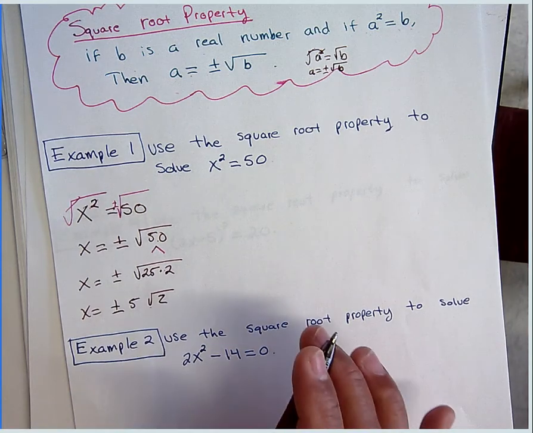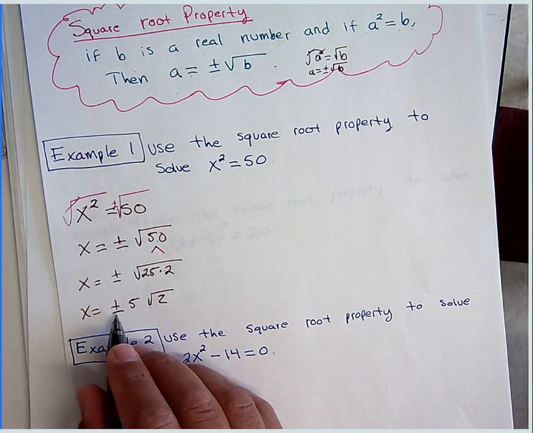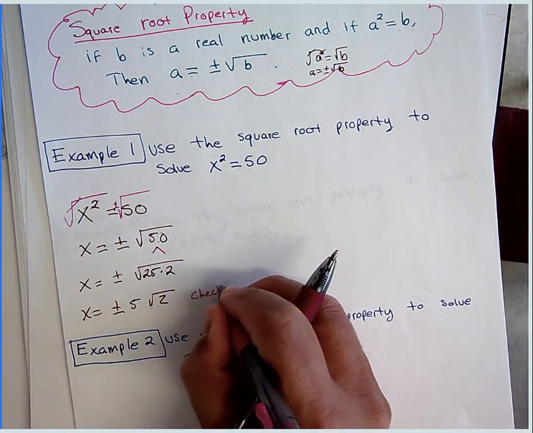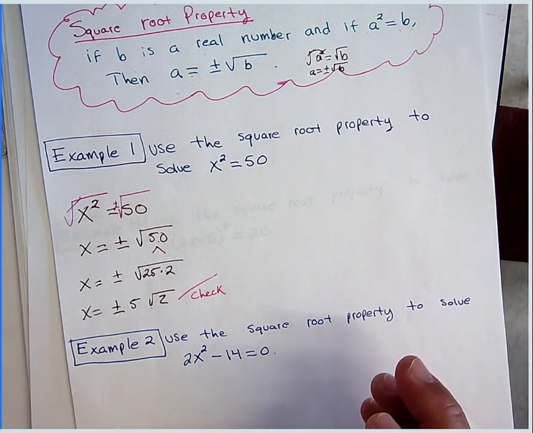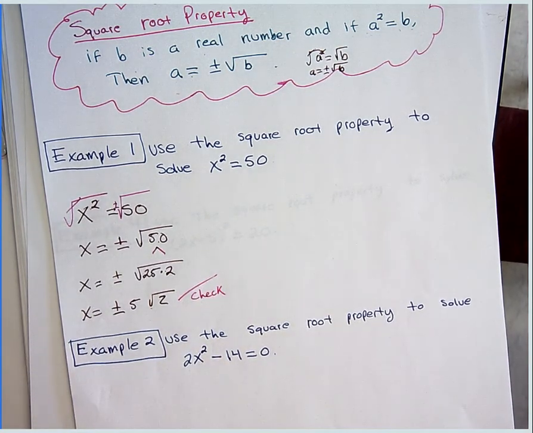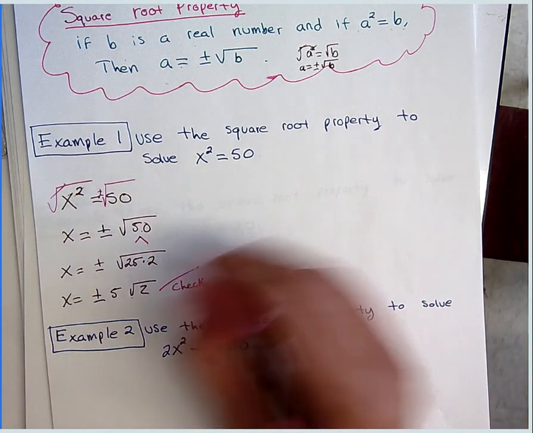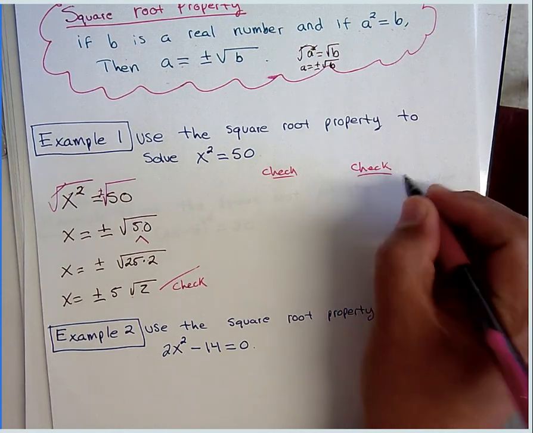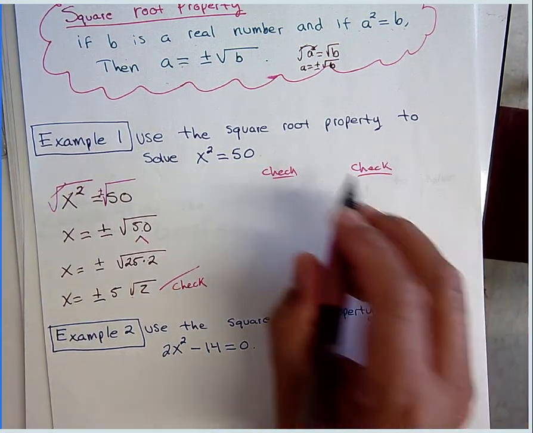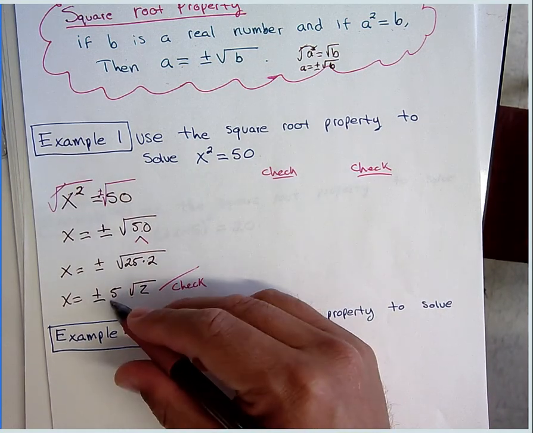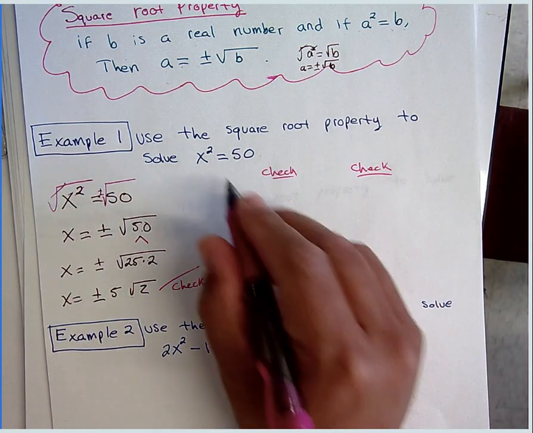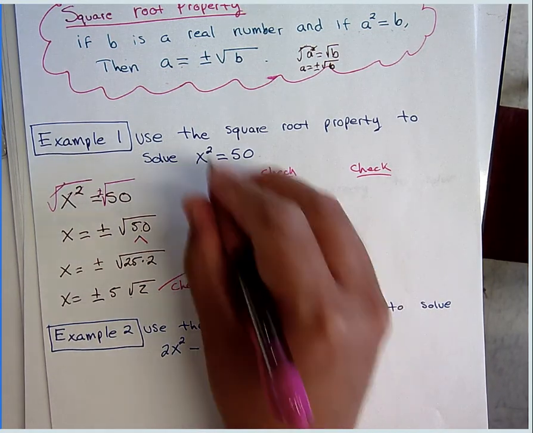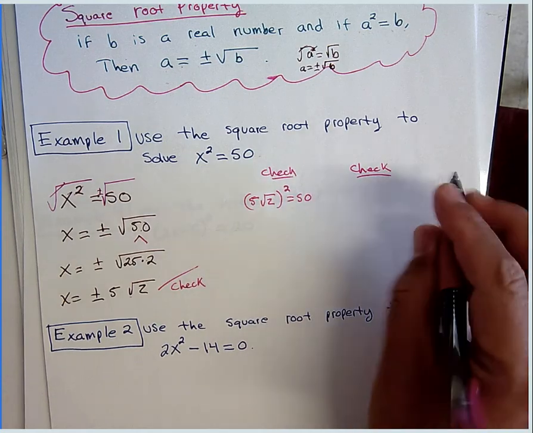You could check the plus and the minus because we have two options, and they do check. I'm not gonna do the check, but you could do it. Maybe let me do it for this one because it's so easy. Like I said on the previous lesson, there might be times that you have a wrong answer, where one of these answers might not be valid. So you have the plus: 5 square root of 2, squared, should equal 50, and then the minus.